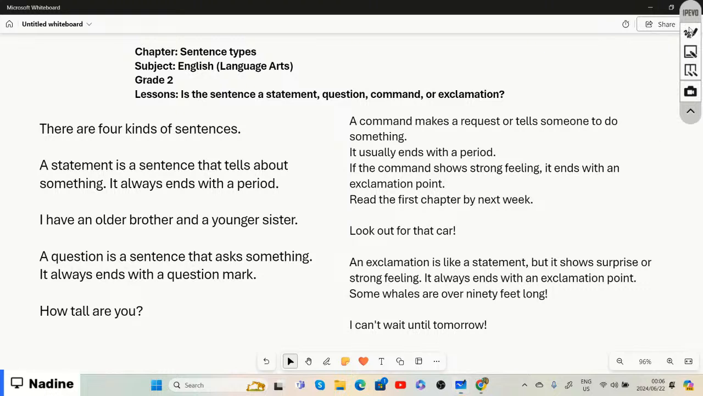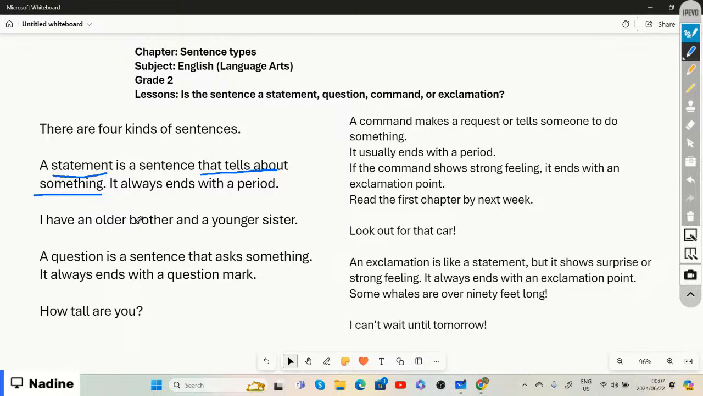So once again, we have a statement, and we see that a statement is a sentence that tells us about something. And we see that it always ends with a period. This is a period. That sign is a period. It's like a dot. That's a period.